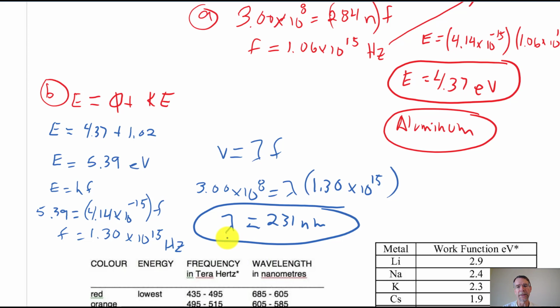Same thing for lights that turn on at night. Motion sensing is a little bit different, but light sensing that just turns on because it gets dark is because of the photoelectric effect. So there's a practical application. Photoelectric effect, the emission of electrons from high energy photons, conservation of energy.